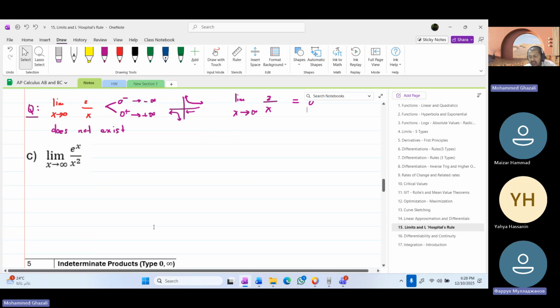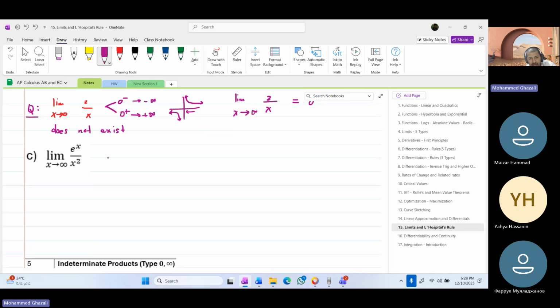All right, let's look at the next one. Next one is when you substitute infinity, e to the power infinity is infinity, and infinity squared is infinity. So another indeterminate form for L'Hopital's rule. So we say by L'Hopital's rule, right? By L'Hopital's rule, you're going to find d/dx.